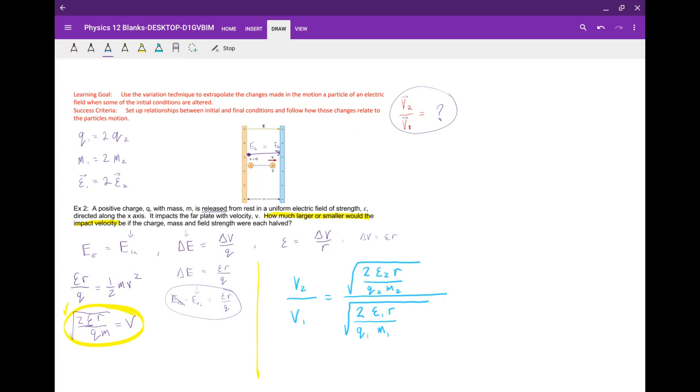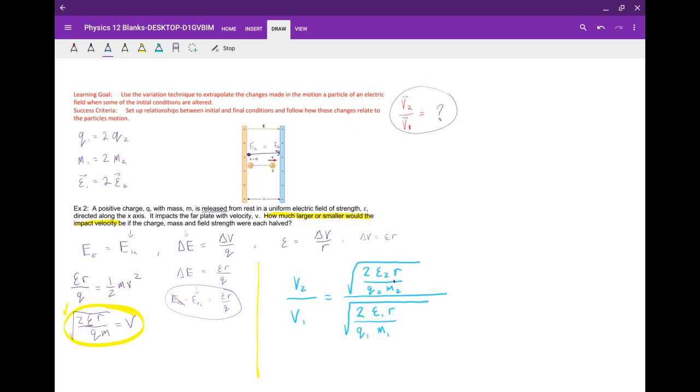Okay, and now a lot of people would cancel these roots right now. Don't do that, because there's no roots over here. You can't cancel roots like that. You can cancel roots if they're on either side of the equal sign. Notice my equal sign is here, not in between these. So don't cancel those roots. Notice my R doesn't have a subscript because the R is the distance between the plates. And if you read the question, the only thing that's changed is the charge, the mass, and the field strength, not the distance between the plates. And so the distance between the plates was R in the second scenario, and it was R in the first scenario. So I've just left it an R there.